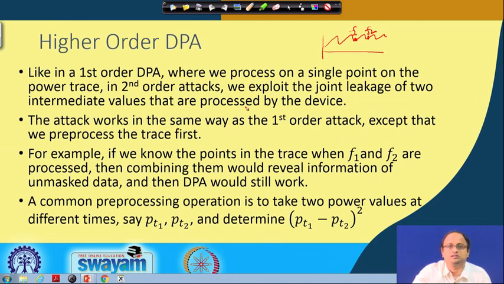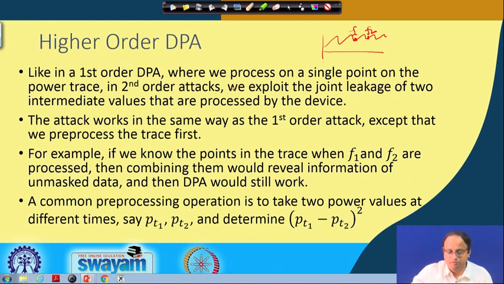Therefore, we exploit the joint leakage of two intermediate values that are processed by the device. The attack works in the same way as the first order attack, except that we pre-process the trace first. Okay. For example, if we know the points in the trace where F1 and F2 are processed, then I would try to combine their leakages. Then I will pre-process the trace and create another pre-processed trace, and then apply a first order DPA on that.